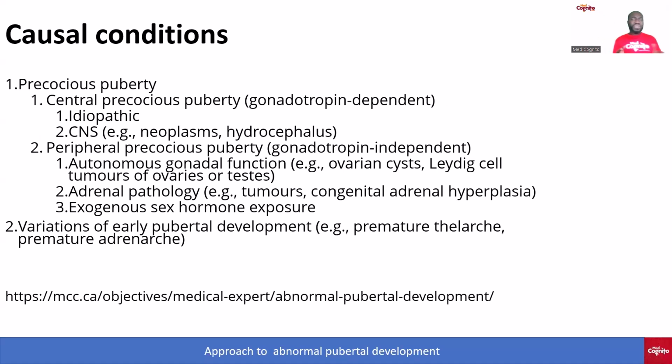And then you can also have patients who have issues with precocious puberty. So central precocious puberty, which can be idiopathic or CNS based, like a CNS neoplasm or hydrocephalus. And then you can also have peripheral precocious puberty causes, where patients can have ovarian cysts which are producing unique hormones, and patients who have tumors of the ovaries, adrenal pathology, and exogenous sex hormone exposure.